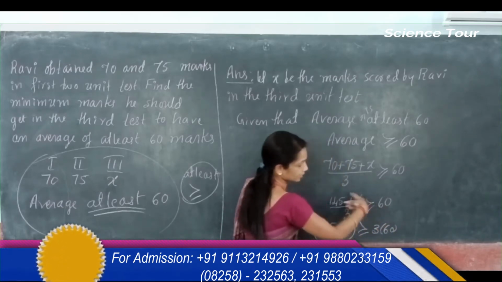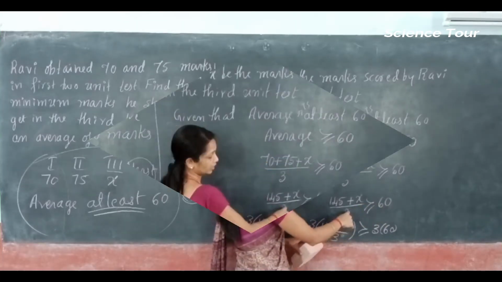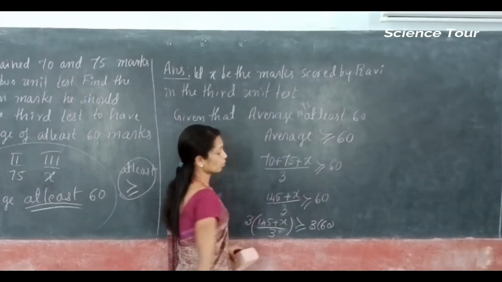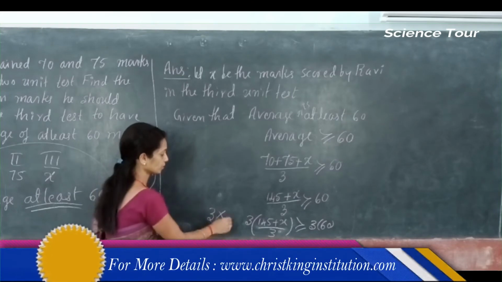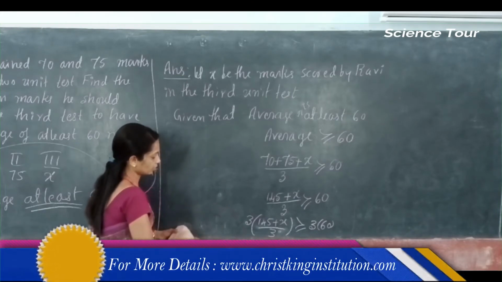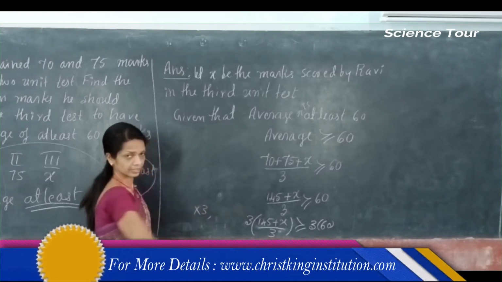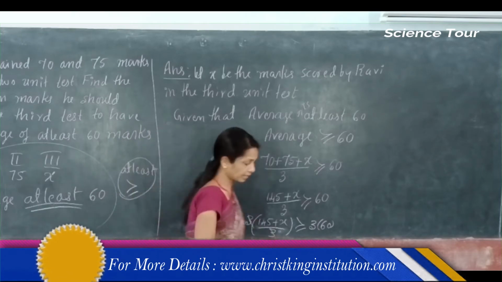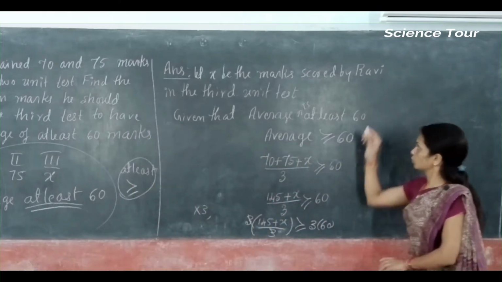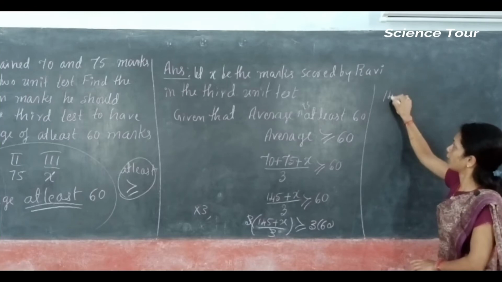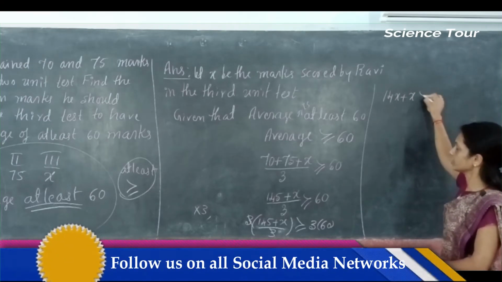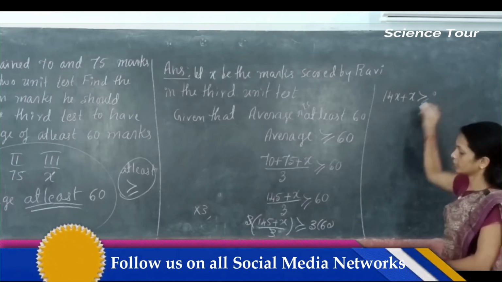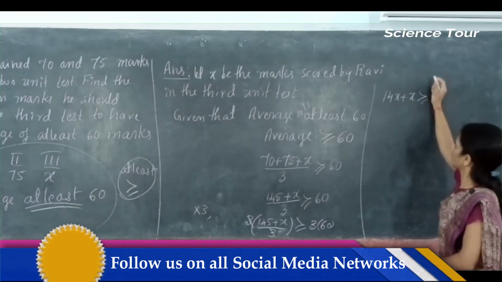Or you can do it like cross multiplication: the divide by 3 goes to the other side as multiply by 3. By multiplying by 3, the 3 by 3 cancels, and we are left with 145 plus x greater than or equal to 3 into 60, that is 180.